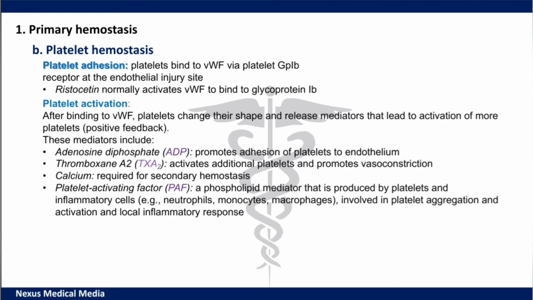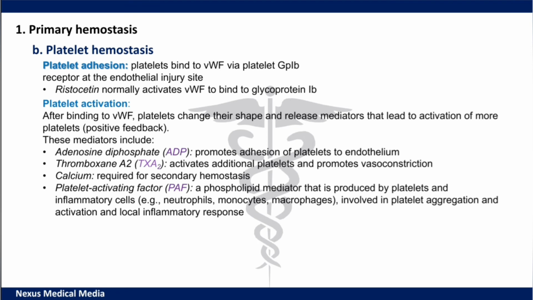Second stage is platelet activation. After binding to the von Willebrand factor, the platelet will change their shape and release mediators that lead to activation of more platelets. This is a positive feedback. So these mediators include adenosine diphosphate, that's ADP, which promotes adhesion of platelets to endothelium. Thromboxane A2 activates additional platelets and promotes vasoconstriction. Calcium. Calcium is required for secondary hemostasis. It's factor 4. I will tell you more about it in the next video.